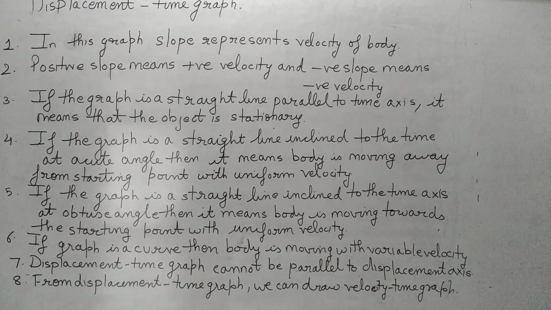Fifth, if this displacement time graph is a straight line inclined to the time axis at obtuse angle, then it means the body is moving towards the starting point with uniform velocity. Sixth, if displacement time graph is a curve, that means the body is moving with variable velocity. Seventh, displacement time graph cannot be parallel to displacement axis, because then it would mean that time is not increasing but the distance is increasing, which is not possible.